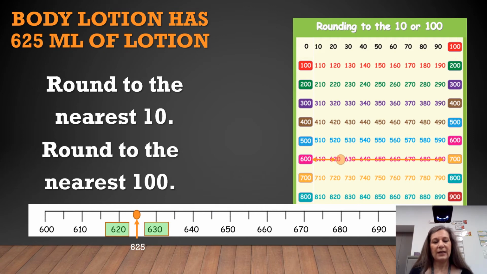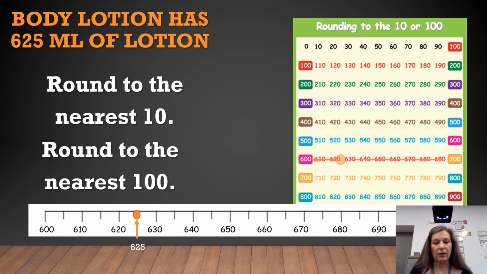But now we have to decide what 10 this number rounds to. So if we look at our ones place, which is the place value to the right, we notice that it's right in the middle. It's at 5. So the rule is if it's less than 5, we round down. If it's 5 or greater, then we round up. So since our ones place is 5 and it's right in the middle, our rule is we're going to round up to 630.